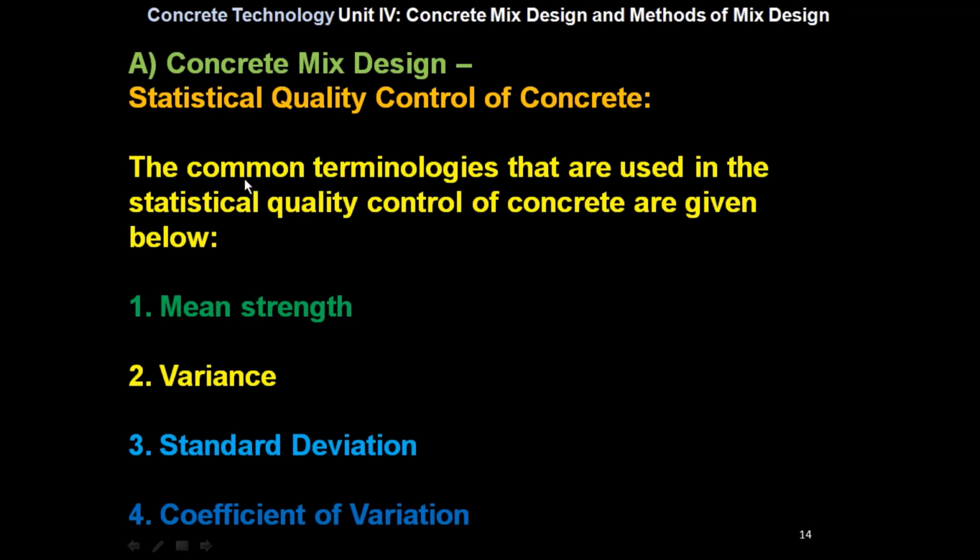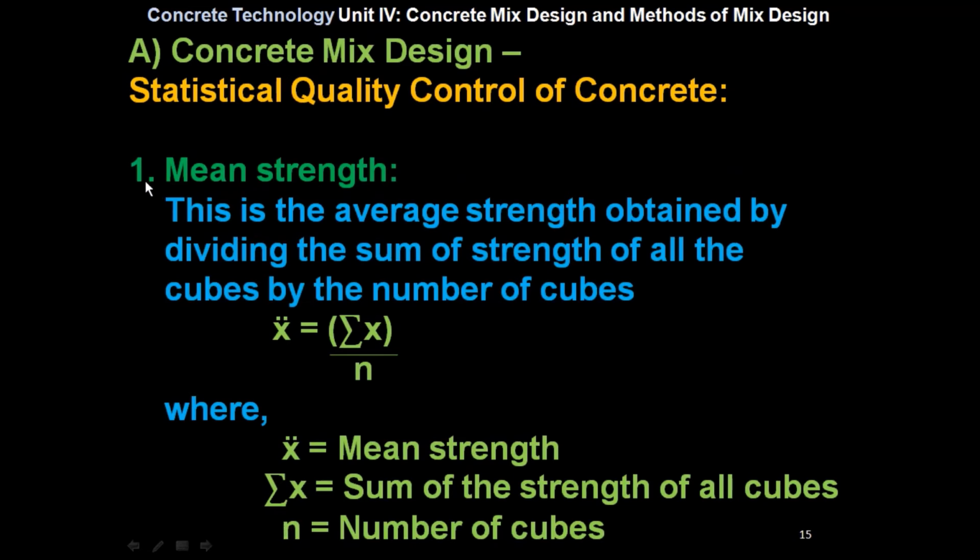The common terminologies that are used in the statistical quality control of concrete are given below. First is the mean strength, second is the variance, third is the standard deviation, and fourth is the coefficient of variation. So first we will see the mean strength. This is the average strength obtained by dividing the sum of strength of all the cubes by the number of cubes. X bar is equal to summation x upon n, where x bar is equal to mean strength, summation x is equal to the sum of the strength of all cubes, and n is the number of cubes.